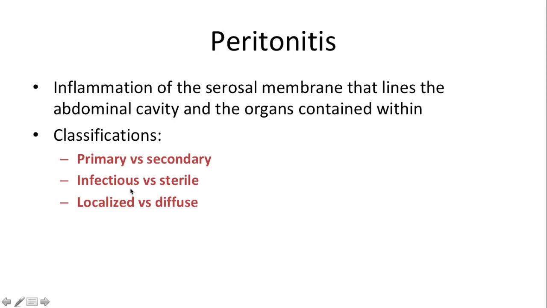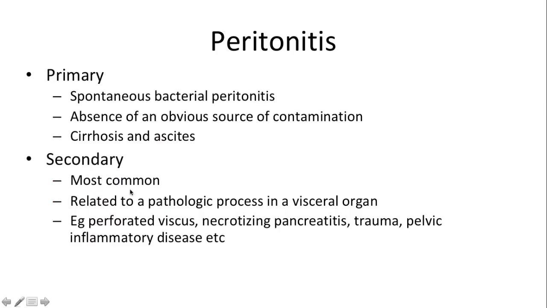When discussing whether peritonitis is infectious or sterile, there are also cases which show overlap, a mix of infectious as well as sterile irritant materials, and we'll discuss this a little bit more. So when we talk about primary peritonitis, this often refers to spontaneous bacterial peritonitis in the absence of an obvious source of contamination, and patients typically have cirrhosis and ascites. This is uncommon compared to secondary peritonitis, which is the most common type.